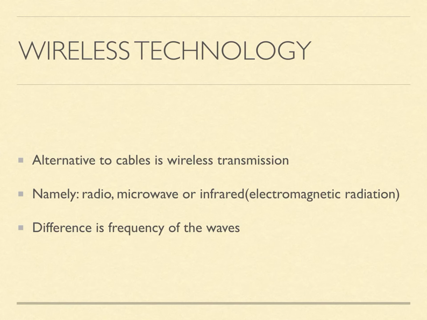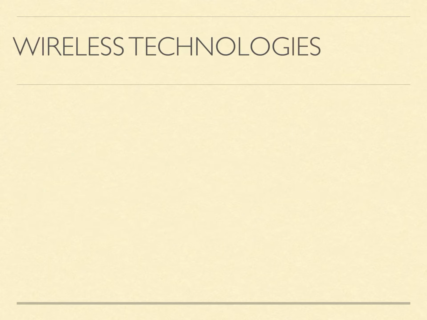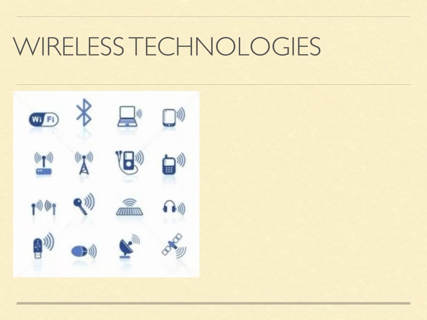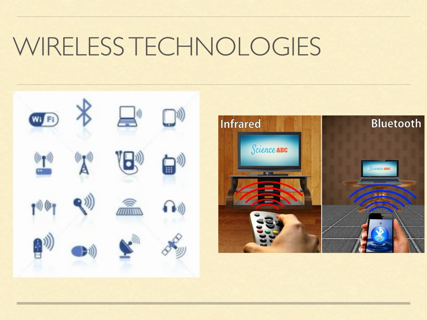Right. Then wireless technology. Wireless technology is an alternative to cables, in a wireless transmission, namely radio, microwave, or infrared. And the difference is frequency or wave. That is the difference between the different waves. It's the frequency. If you look at these technologies, I've just given a few examples there. Infrared, basically a remote control. Also, Bluetooth is basically using radio frequencies.